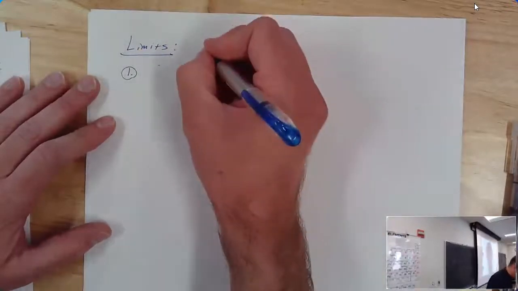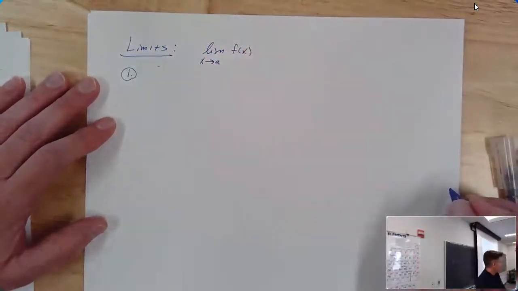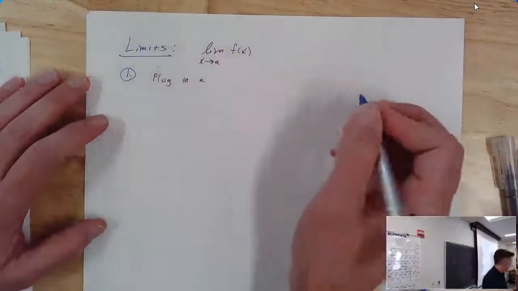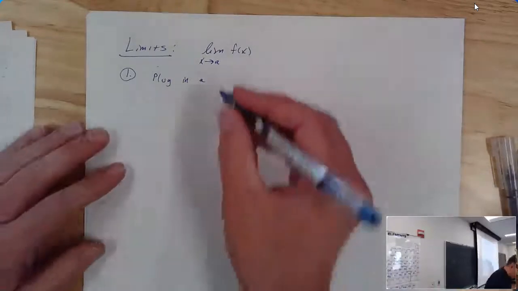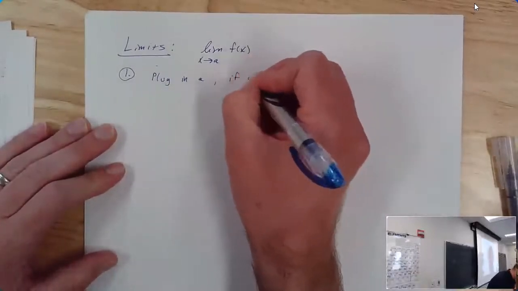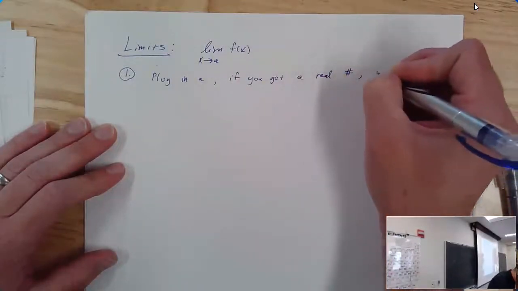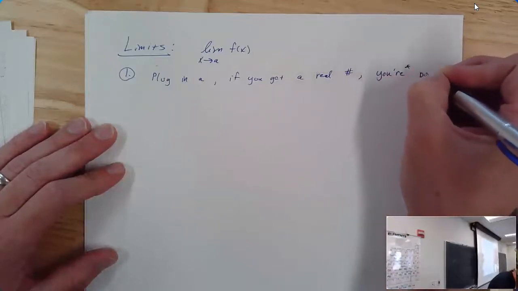So if you have the limit as x approaches a of f of x, and you're trying to see what it is, the first thing you should do is plug in a, whatever x is approaching. If x is approaching 3, plug in 3. And if you get a number, like 2 over 5, or 0 over 6, 7 over 18, or 3, something that is just a real number, you're done. I should say you're most likely done.